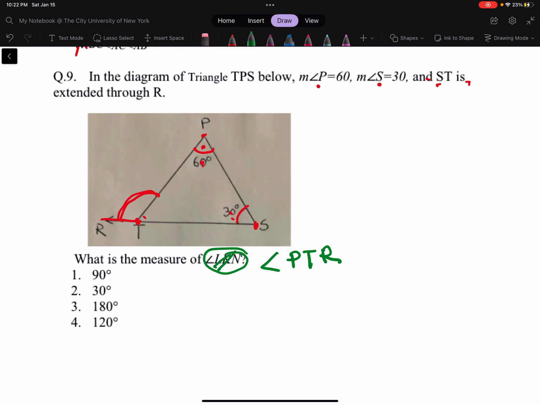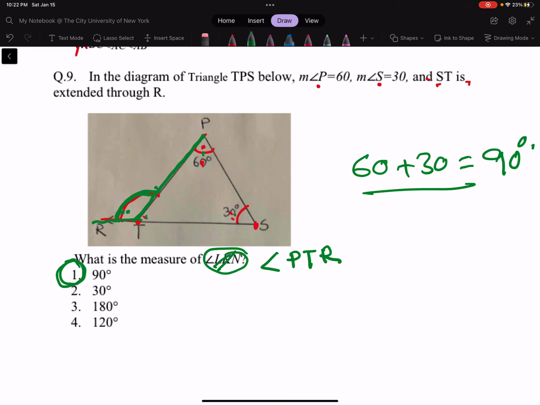You should be working with PTR. In this PTR, this is the angle. The exterior angle is the sum of the two non-adjacent interior angles. So 60 plus 30 is 90. That will give you this one. So we should be going for option A, 1.